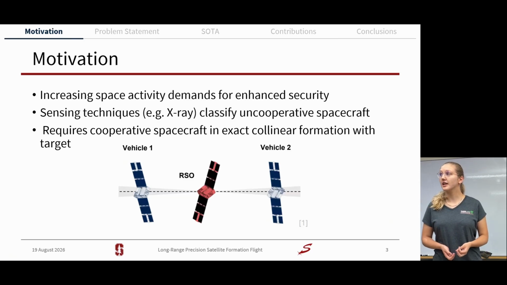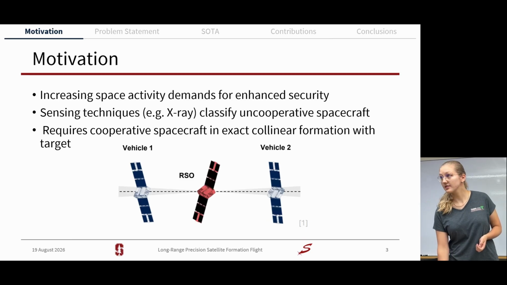And sensing techniques such as, for example, X-ray can achieve this. For this, we can use two deputies that surround our uncooperative target, one being a sender of the X-ray signal, one being the receiver, and it essentially just X-rays the object to help us classify what it is made of and if it's a potential adversary agent. This obviously requires a very exact collinear formation of the three agents.